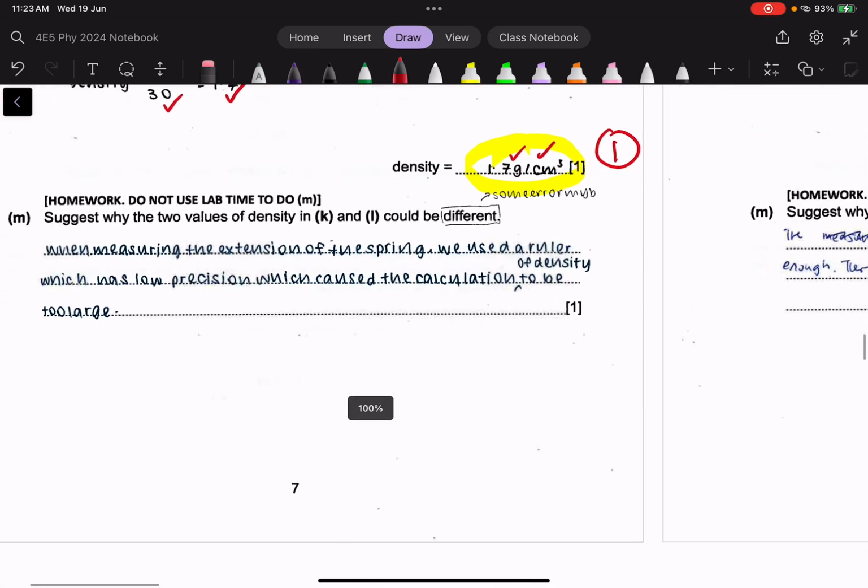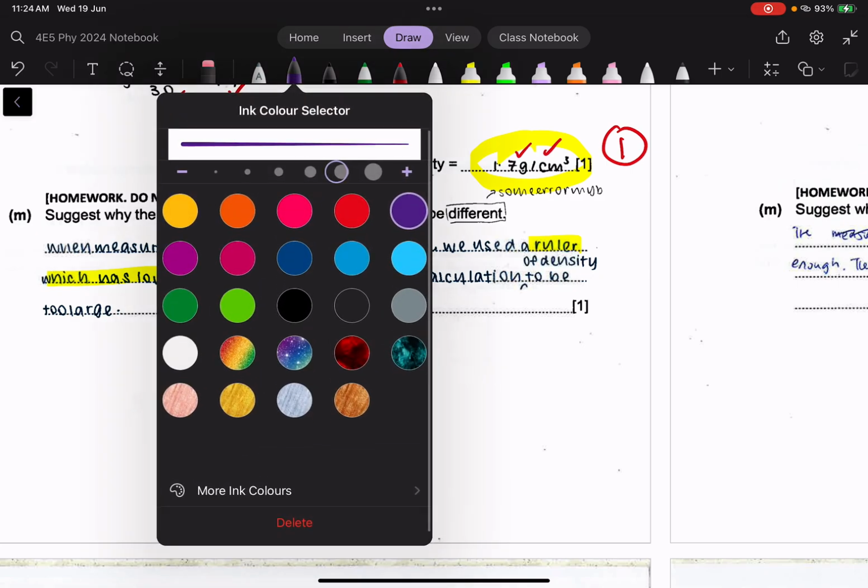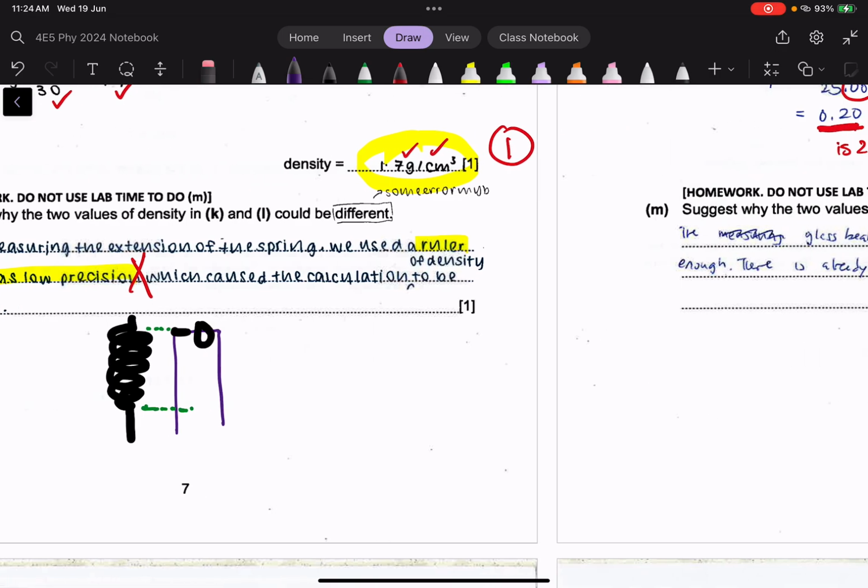Alright, last question. Why could the two values be different? When measuring the extension of the spring, we use a ruler. Cannot lah, the ruler is not the problem. If you want to talk about the problem, the problem is when you use a ruler to measure your spring, you do not know where to park your ruler. That means our ruler's 0 cm is here, you do not know where is the start of the spring and where is the end of the spring. Very hard to determine.